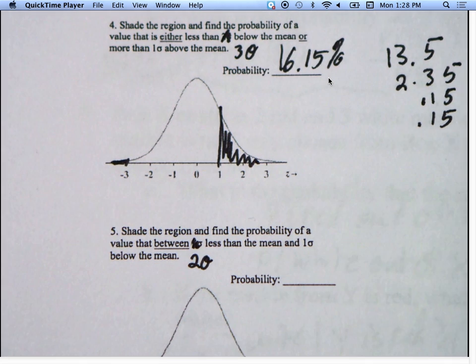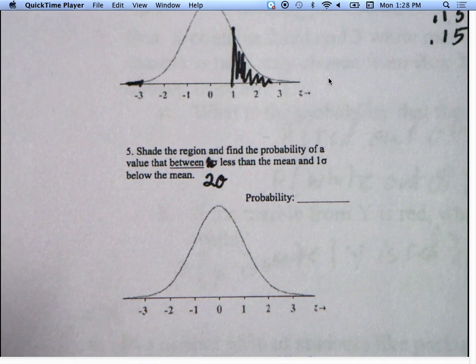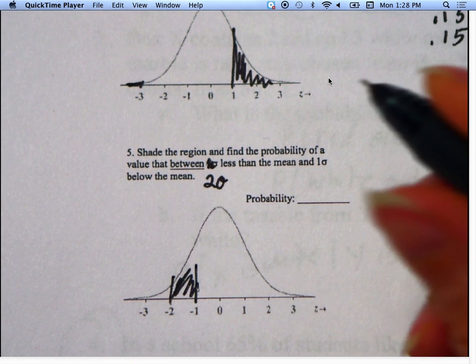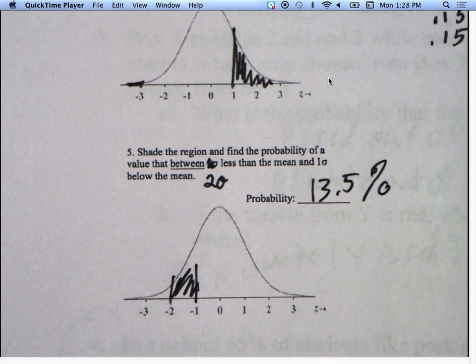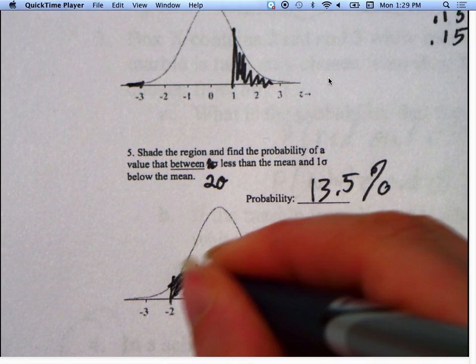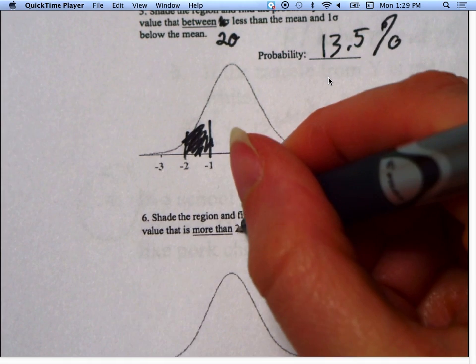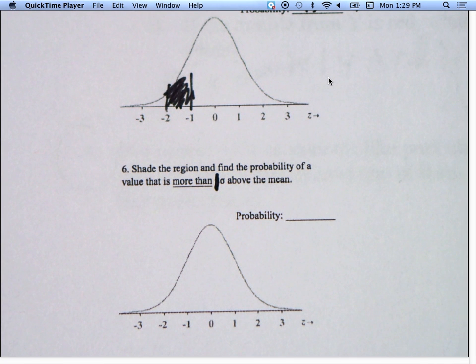Okay. So what was the answer? The answer is it's shaded right here. And the answer is 13.5%. No, what was the answer for number 5? That's what I'm doing. 13.5%. It's between 1 and 2. Oh. 13.5%. Okay, last one, guys. Shade the region and find the probability of a value that is more than 1 standard deviation above the mean.